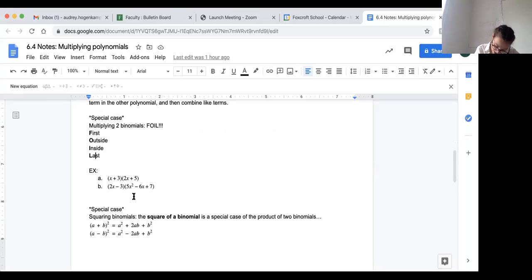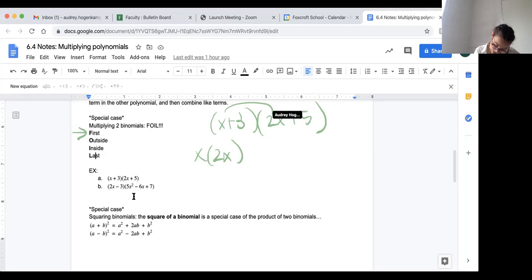So in A, we have binomial times binomial. B is a different thing. B is just a binomial times a polynomial. But in A, we have x plus 3 times 2x plus 5. And what FOIL helps us remember is how we multiply binomial times binomial. We want to first multiply the first terms. So that's x times 2x first.